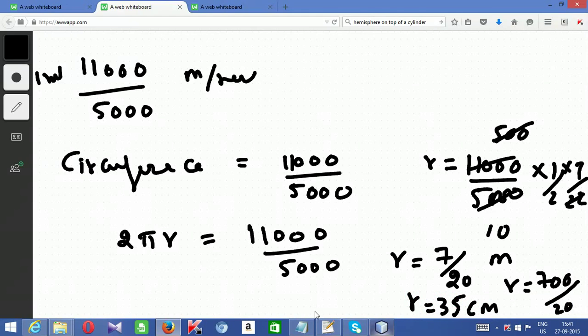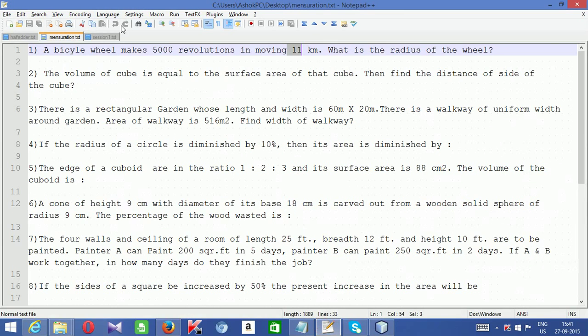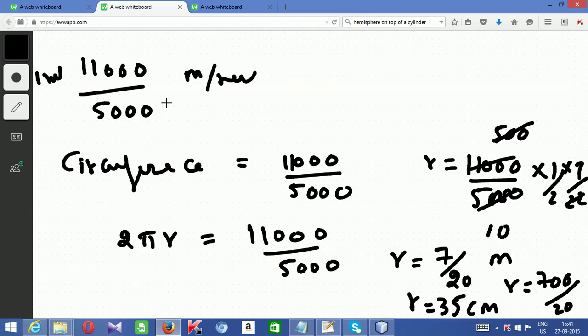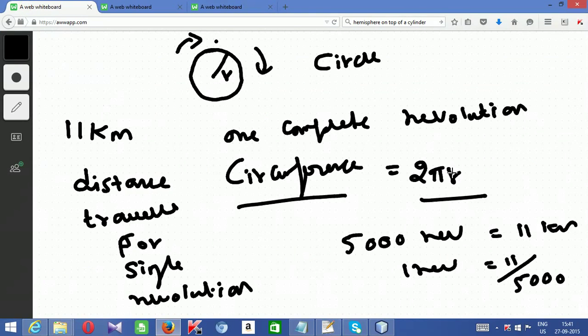Fine. I will explain it again. A bicycle wheel makes 5000 revolutions in moving 11 km. What is the radius of the wheel? You know that when a bicycle wheel makes one complete revolution, it travels the circumference of the circle, because it is a circle, right? And the circumference of a circle is 2 pi r.